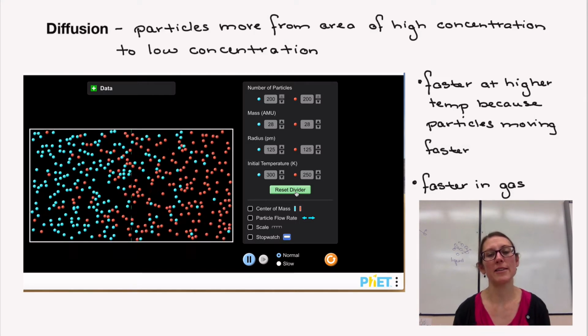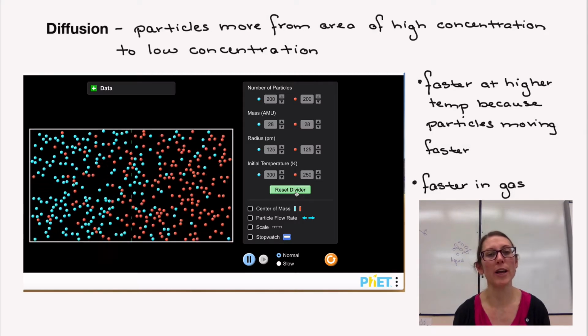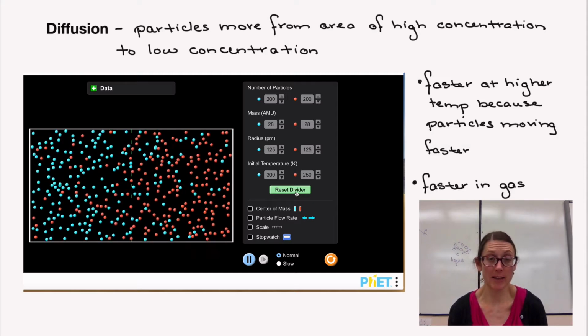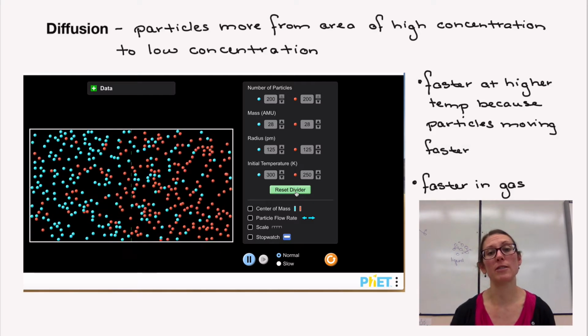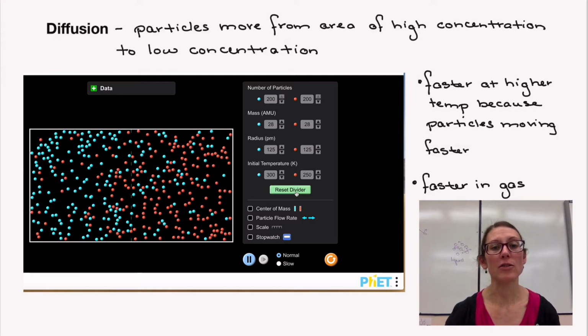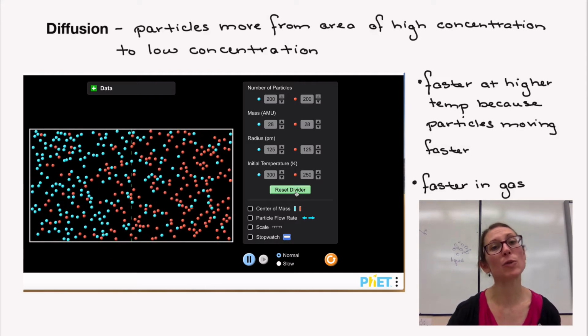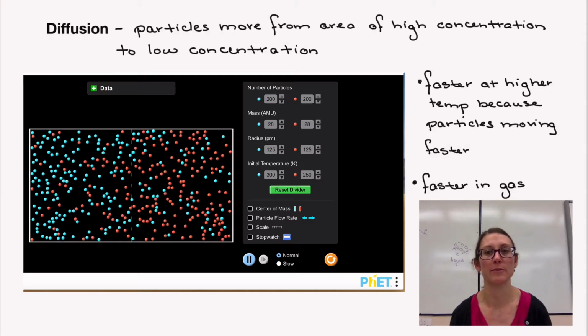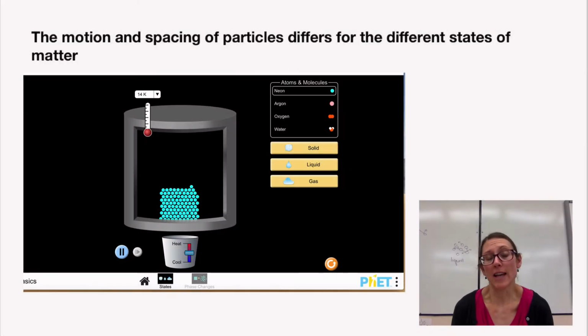So we can take this idea of particles and moving and talk not just about diffusion, but about other things you've learned about in the past and the things that you experience on a regular basis. One of those is the difference between a solid, a liquid, and a gas on the particle level of things. It turns out that one of the most important differences between a solid, a liquid, and a gas is the motion and spacing of their particles.